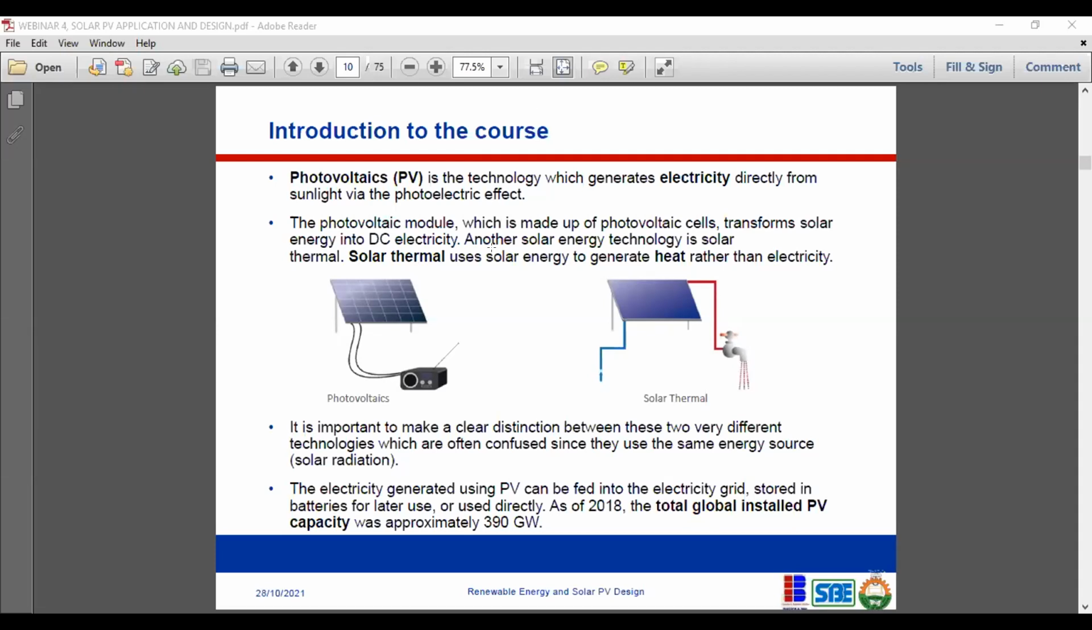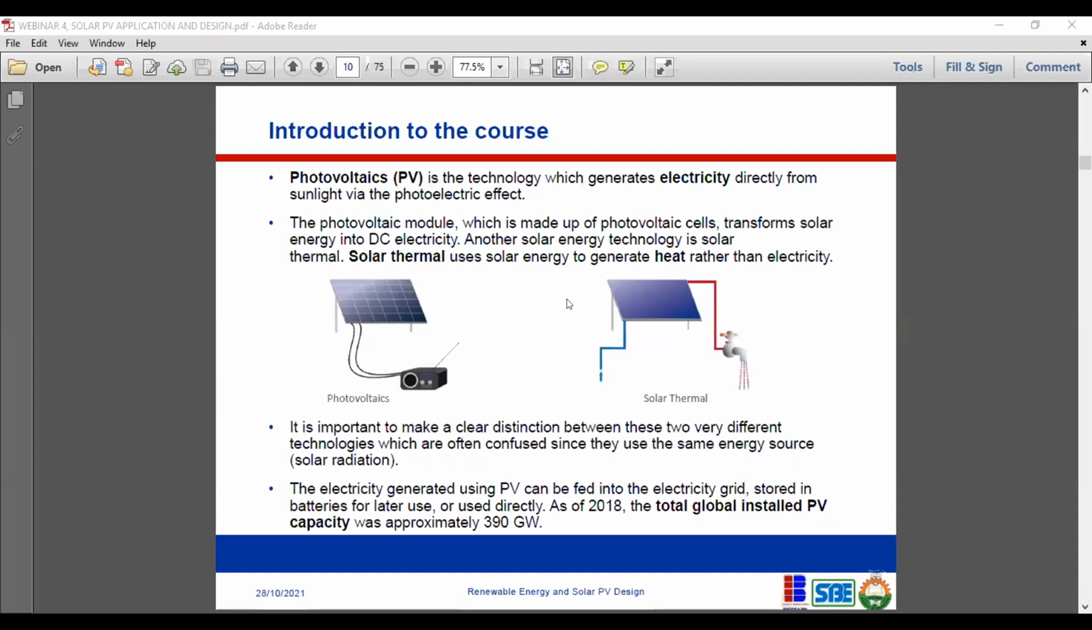So the first diagram that you're seeing here is the solar panel, and the second diagram is the solar thermal that produces hot water. It uses energy from the sun to produce hot water, whereas this one uses energy from the sun to produce electricity. It is important to make a clear distinction between these two very different technologies, which are often confused since they use the same energy source.